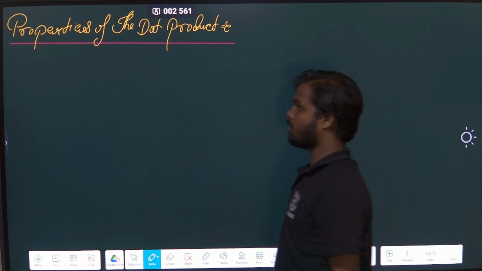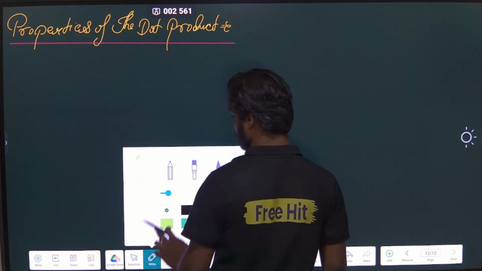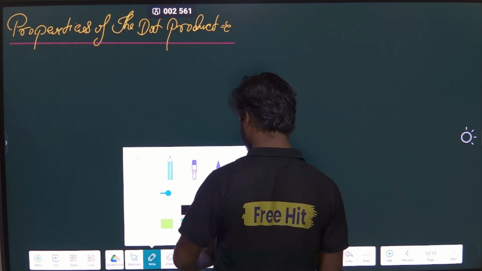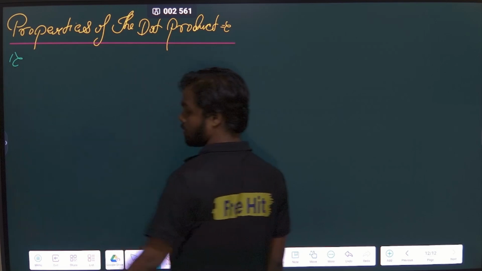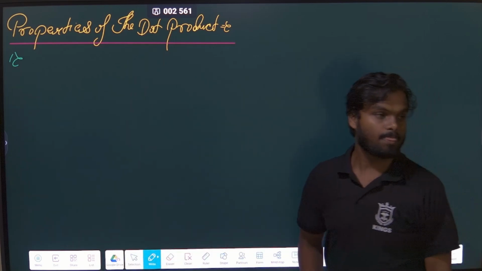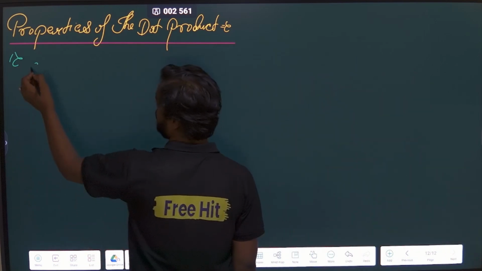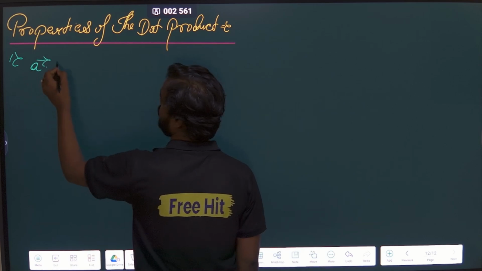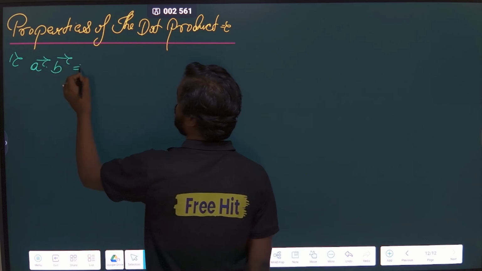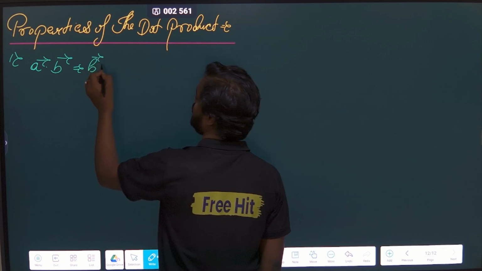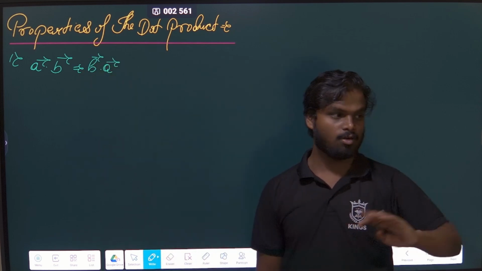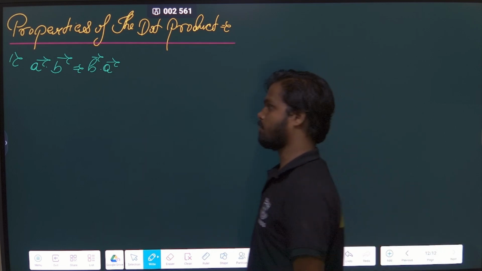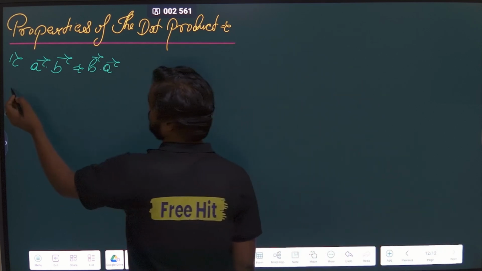The first property of the dot product: can anyone tell me? If anyone remembers, what is the first property of the dot product? It is commutative in nature. That means A dot B is equal to B dot A. Either you do A dot B or B dot A, both are the same. There is no difference.